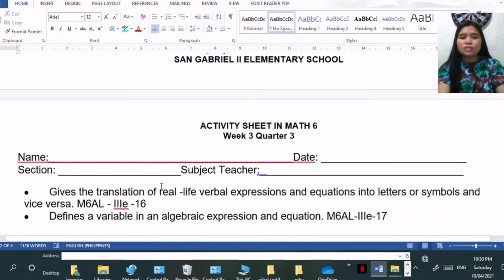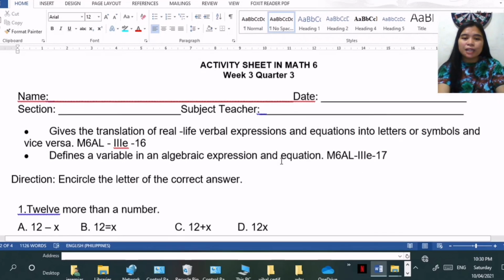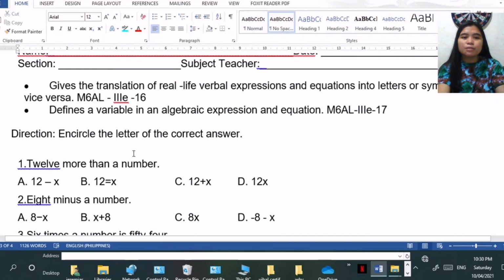So, eto na nga ang inyong mga sasagutan. Ayan. So, in your week 3, ayan, kung makikita nyo naman, sabi dyan, you are going to encircle the letter of the correct answer. So, for number 1, 12, more than a number. Ano ba yung more than? Diba? Kapag more than, that is addition. So, 12, then addition, a number. Ano nga ulit yung a number? Diba sabi ko, kapag a number, yan ay nagre-represent ng kahit anong variable.